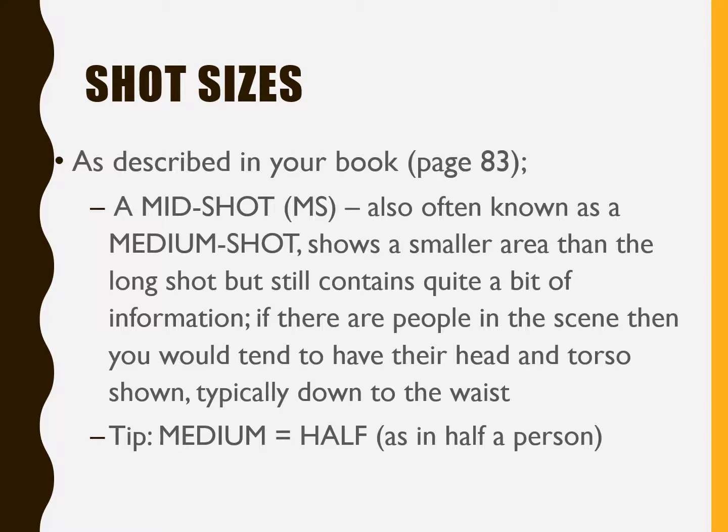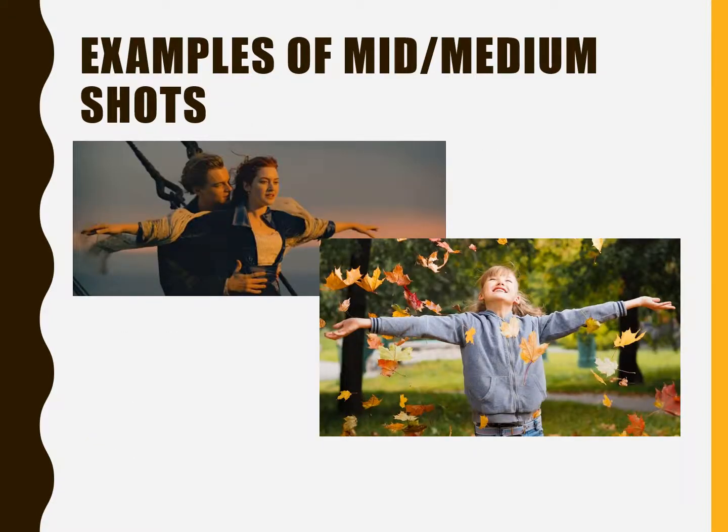A mid shot can also be known as a medium shot. It shows a smaller area than the long shot, but still has quite a bit of visual information. If there are people in the scene, then you would tend to have their head and torso shown, typically down to the waist. So you can think of a medium shot as a half shot, as in half a person. Looking at these examples, we're seeing half the person. And as we're getting closer to the subject, if the subject is people, you're getting more of their subtle facial expressions. They're becoming the centerpiece of the shot.